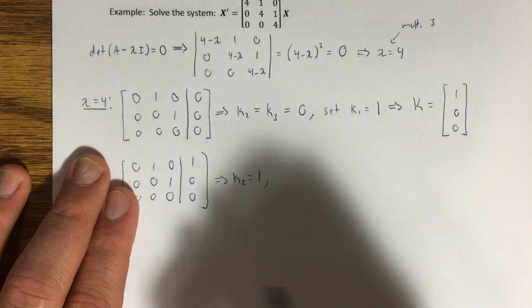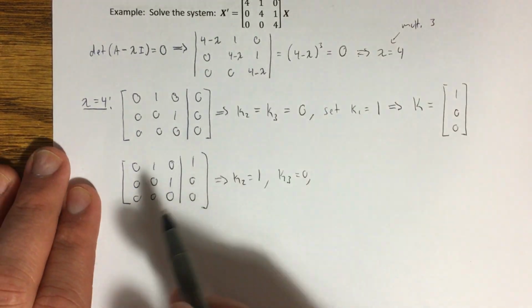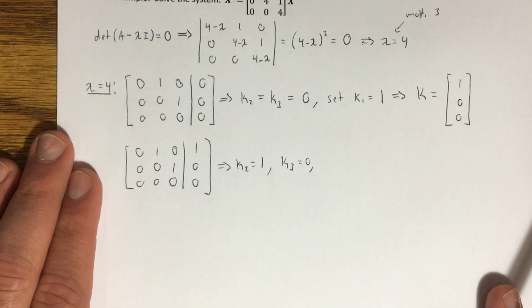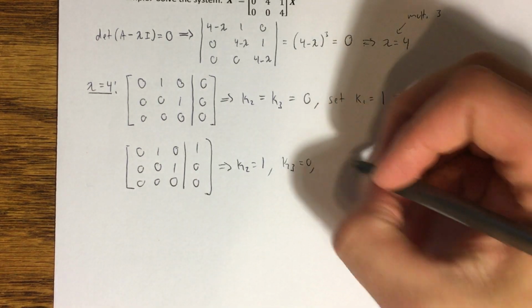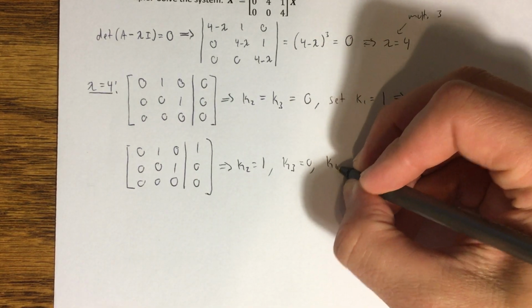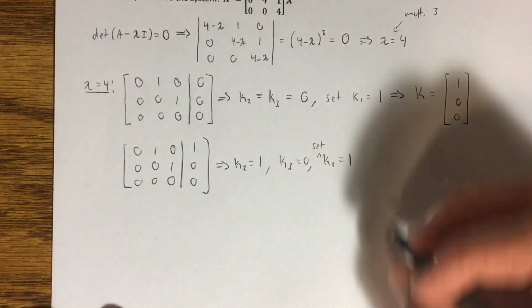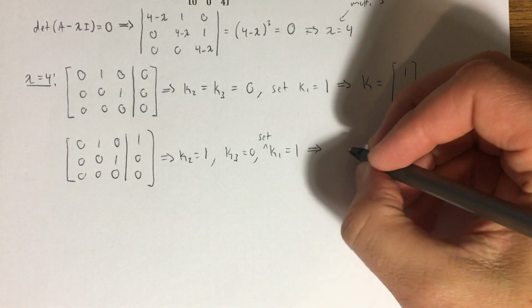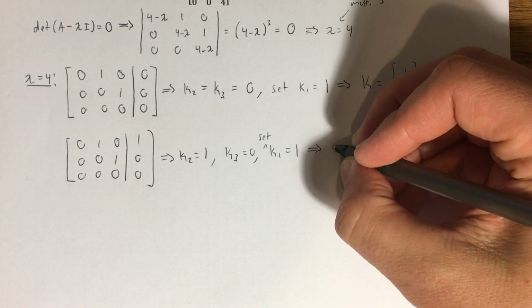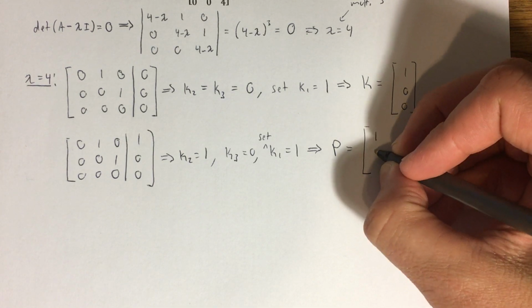1 times k3 is equal to 0, which means k3 equals 0. And then once again, k1 doesn't appear in any of our equations because it's being multiplied by zeros. So that means k1 can equal anything I want it to. I'm going to set k1 equal to 1 for simplicity. But you can literally set it equal to anything you want. That means that my matrix P is equal to 1, 1, 0.